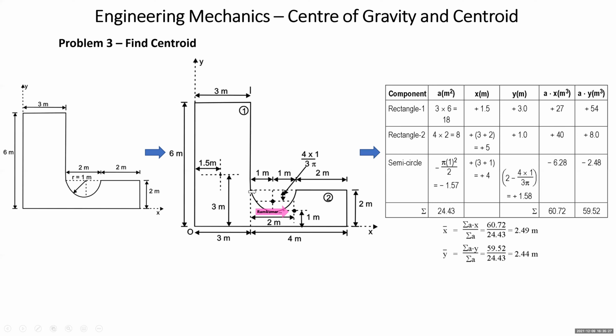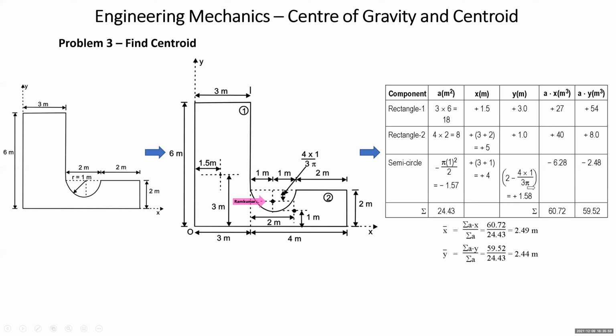This semicircle is removed area, so we took it minus pi r square by 2. R is 1 meter, and this is centroid of the semicircle. This point is right of y-axis, so x coordinate is positive, 3 plus 1, that is plus 4. And y coordinate of this point, that is centroid of semicircle, is above x-axis, so y coordinate is positive. This is 2, and this is 4r upon 3 pi. So this point is above x-axis by 2 minus 4r upon 3 pi.